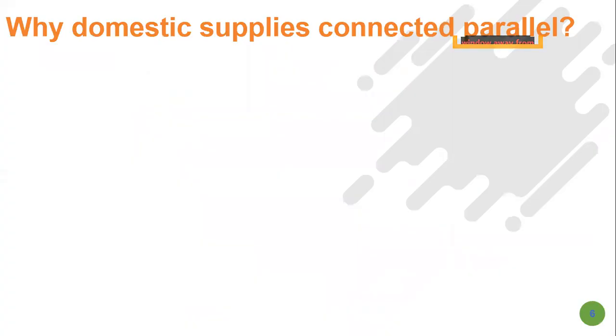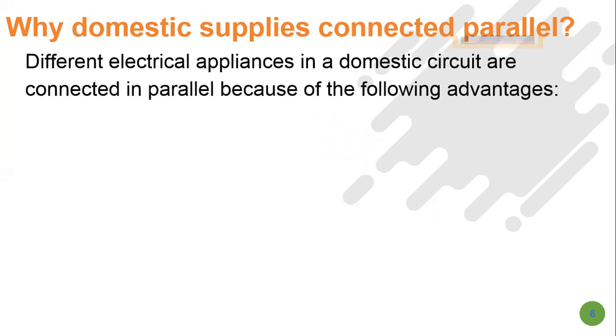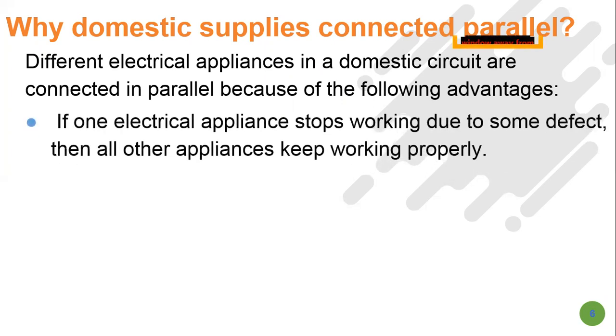Why are domestic supplies connected in parallel? Domestic means household. Household circuit is connected in parallel. Why? Different electrical appliances in a domestic circuit are connected in parallel because of the following advantages. If one electrical appliance stops working due to some defect, then all other appliances keep working. This is the first reason or first advantage why we connect the electrical wire in parallel.